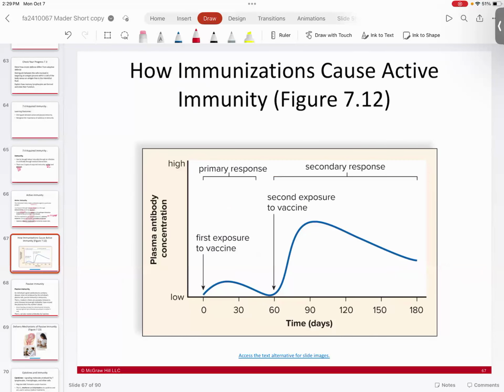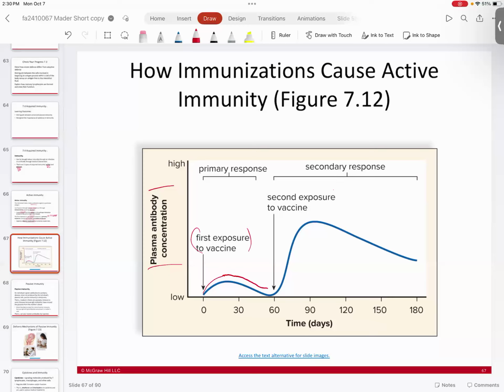So that's kind of what it looks like. Usually we'll give you your first vaccine. Generally speaking, if you take a look at your plasma concentration of your antibody, you'll get a little bit of a response, but not a very strong response, right? So it's a weaker response in your primary response. And then generally within a couple of months, that'll go back down.